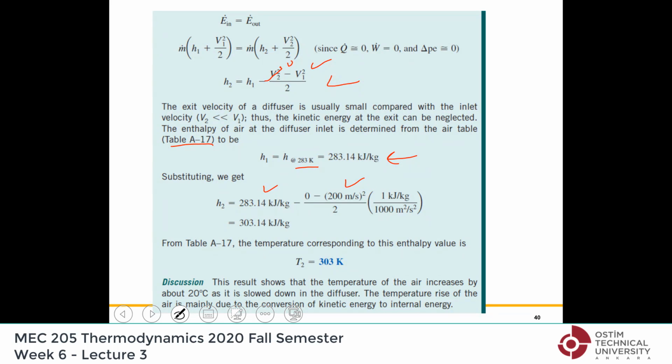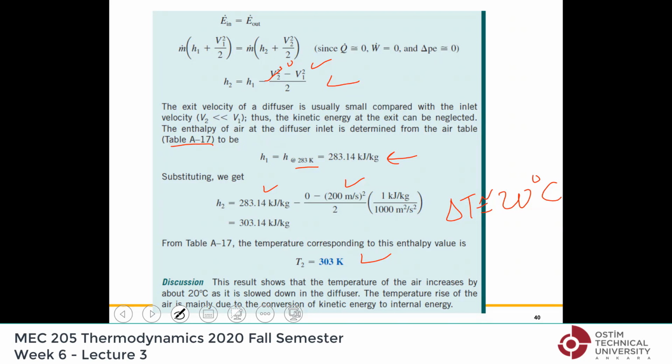So plug in the values, you get 303. So the exit temperature is 303. The initial temperature was 283. That means we have a delta T of about 20 degrees. So as you see, as the air enters, the entrance temperature is 283 Kelvin, which is 10 degrees. The velocity decreases, the pressure increases, we can show that also, and the temperature increases.